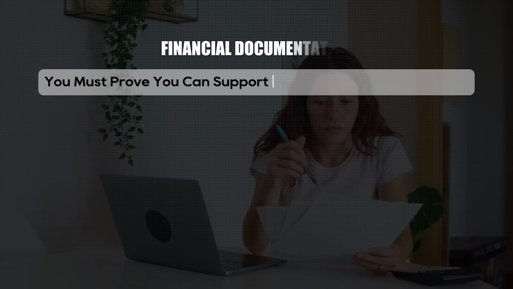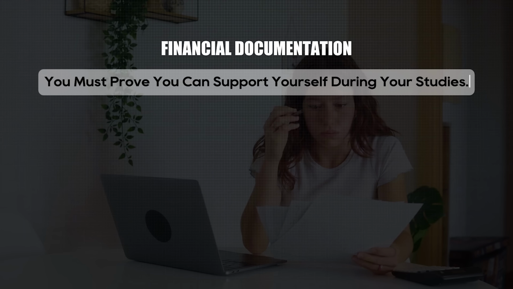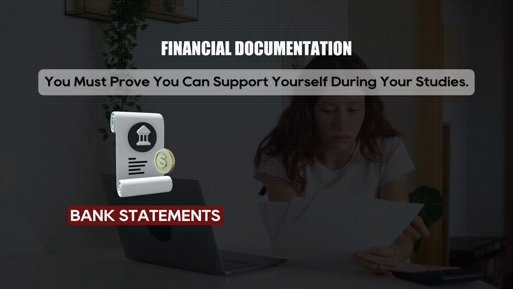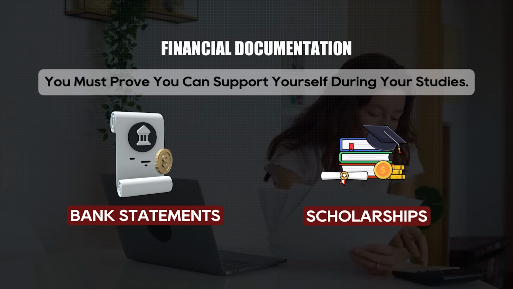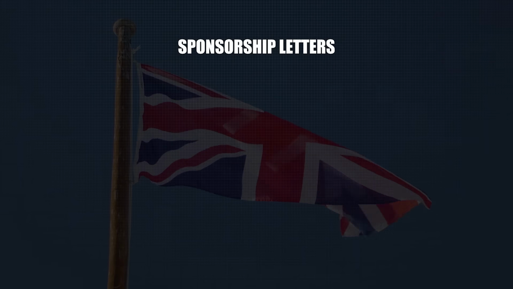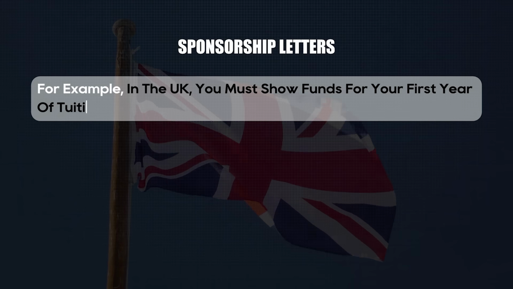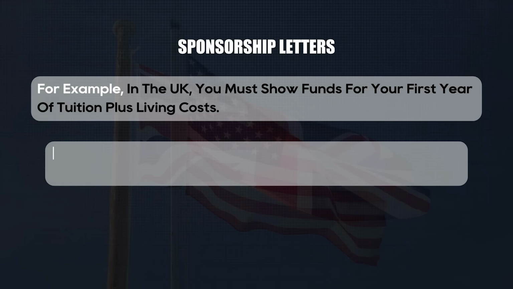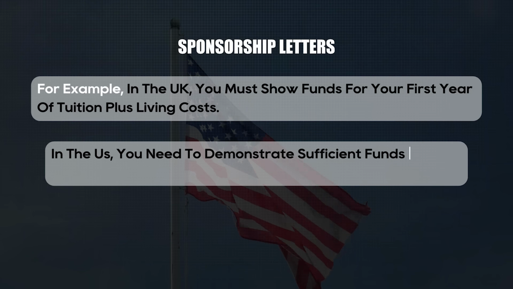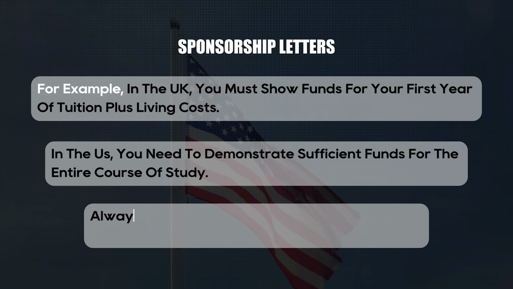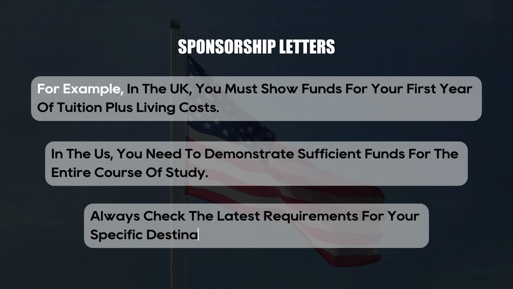Now, let's talk about the 3 key elements that most countries require in a student visa application. 1. Financial documents. You must prove that you can support yourself during your studies. So these typically include bank statements showing sufficient funds for your tuition, living expenses, proof of scholarship, or loans. 2. Sponsorship letter, if applicable. For example, in the UK, you must show funds for your first year tuition plus living expenses. In the US, you need to demonstrate sufficient funds for the entire course of studies, so therefore always check the latest requirements for a specific destination.